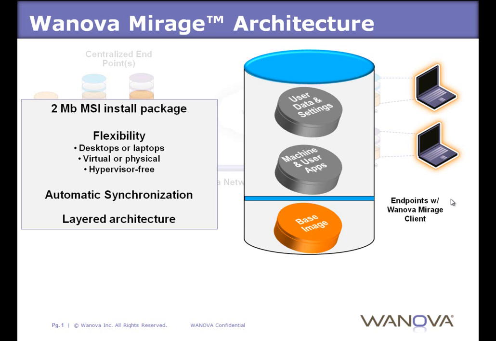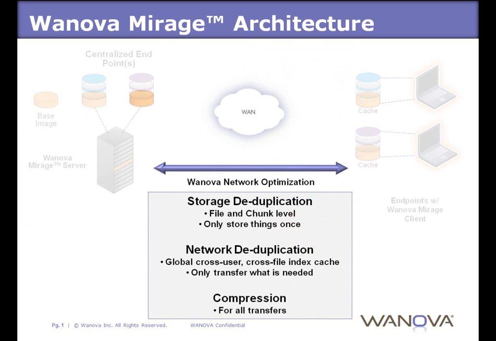So by now, however, you're probably worried about the storage and network costs of something like this. But thankfully, Wanova thought this through ahead of time, and we've gone out of our way, actually, to optimize our storage and network operations. So on the storage side, we offer file and chunk level deduplication, which means that we only store things once in the data center.